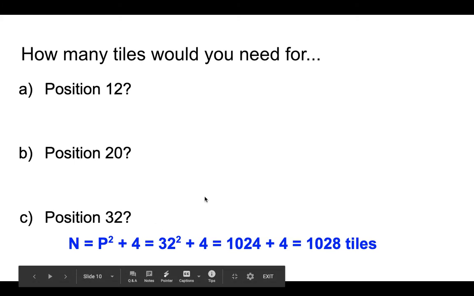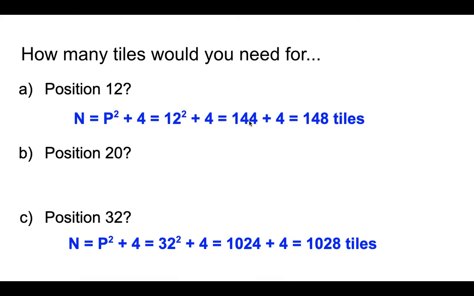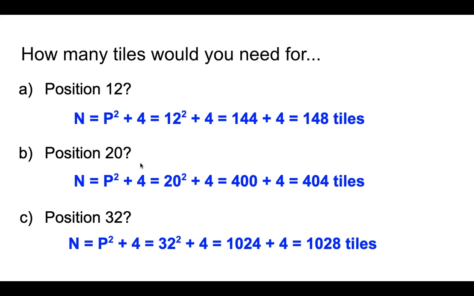So let's go back to do position 12. This time we're going to put 12 in for P. So 12 squared, that's 12 times 12 is 144, plus 4 is 148. And then finally, we're going to do position 20. So now this time P is going to be 20. 20 squared is 400, plus 4 is 404.